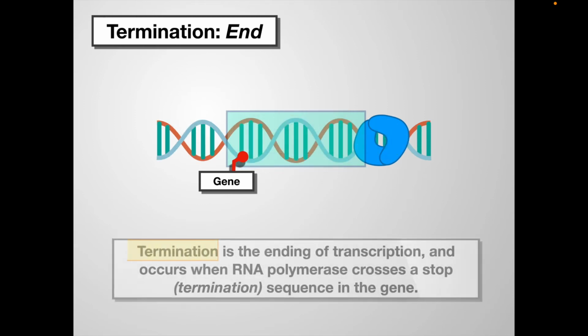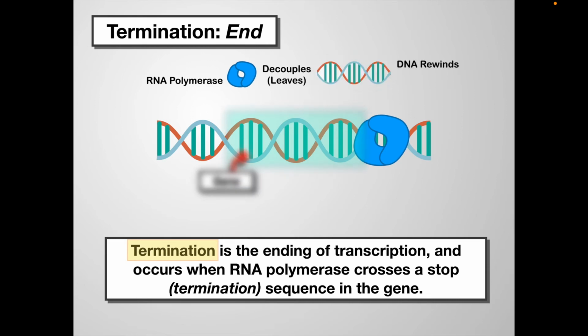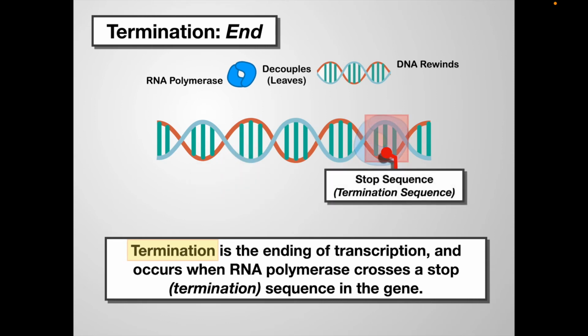Termination is the ending of transcription and occurs when RNA polymerase crosses a stop termination sequence along the end of the gene. So at the end of the gene, what we're going to see is RNA polymerase is going to decouple, or leave, and the DNA is going to rewind. So at the end of our sequence here, it's going to hit a stop sequence or a termination sequence. Our DNA is then going to rewind, and we're going to be left with, again, our mRNA that we're going to use later in the process of translation.